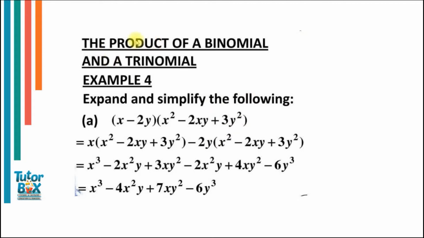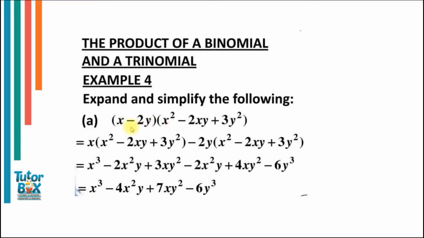Right, so now we want the product of a binomial and a trinomial. Okay, so it's actually the same thing. You're using FOIL. It's just that now it's a try and a buy. It's not like a bye-bye, right? I kill myself.